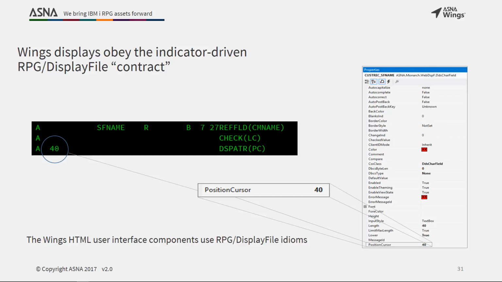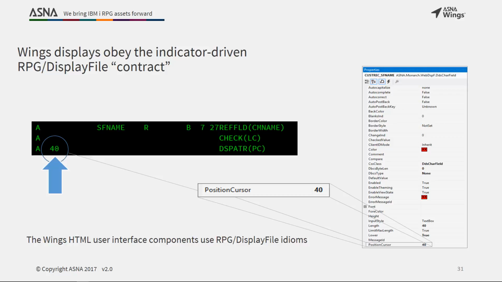Wings obeys the implicit indicator-driven contract that exists between an RPG program and a display file. The original green screen DDS is read by Wings to create its web page alternative to that screen. All of the indicator-driven operations specified in that DDS are persisted in the Wings web page. For example, if the original green screen used indicator 40 to conditionally position the cursor at a given field, Wings cursor positioning is also governed by that indicator.